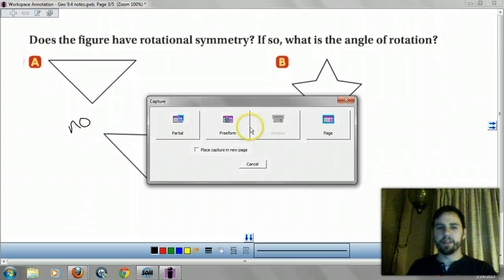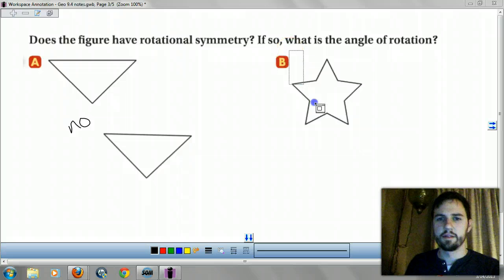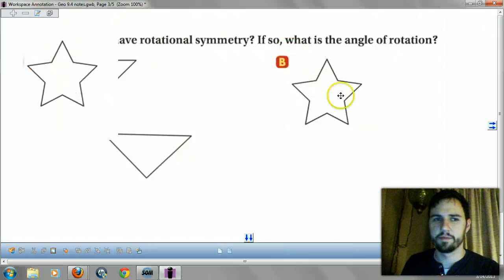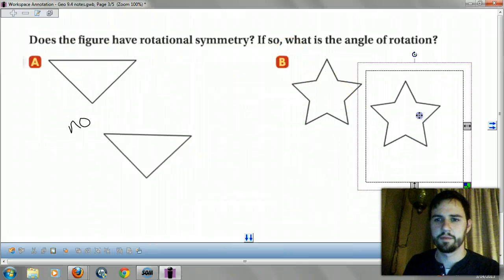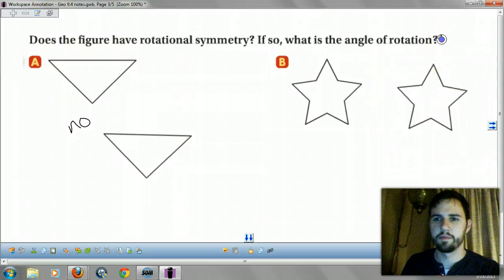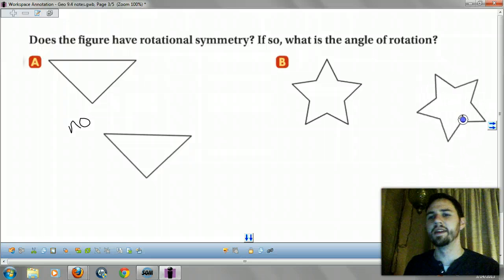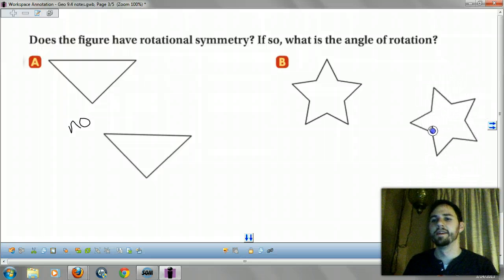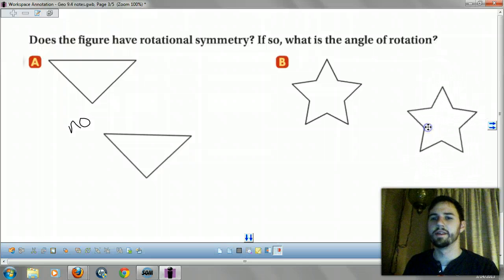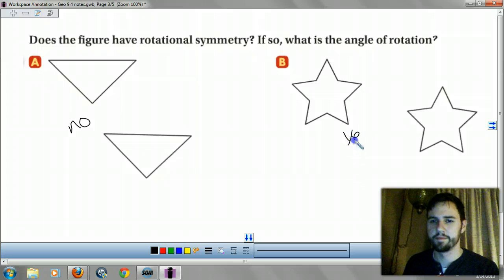Some more math magic here, guys. Wait a second, that's the same thing. And that's the same thing. And this one's the same thing. Yeah, so this one's definitely yes.